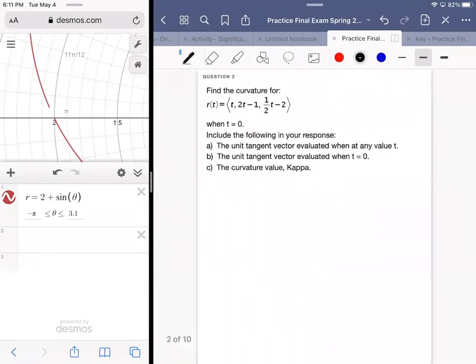Number two is curvature. Now, this is a nice problem. It's actually a very easy problem, only because the vector value function is linear, right? It doesn't always play out that way, but when it does, if you know that you're dealing with a linear function, you know the curvature is going to be equal to 0. So you already have part C banged out.